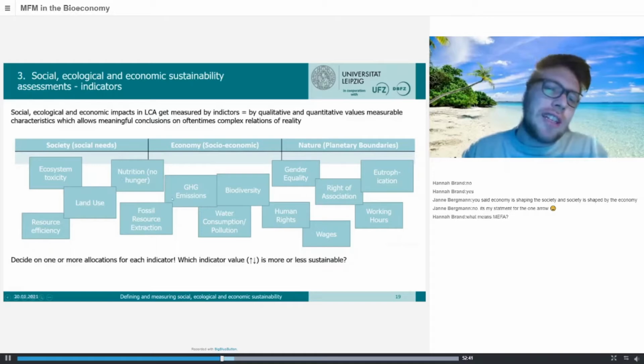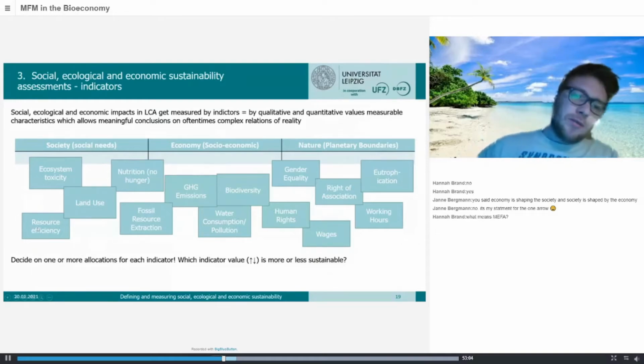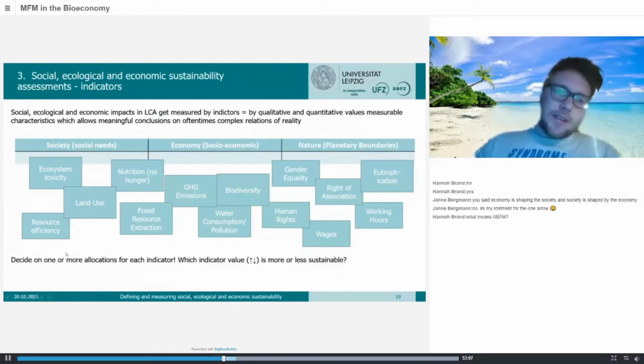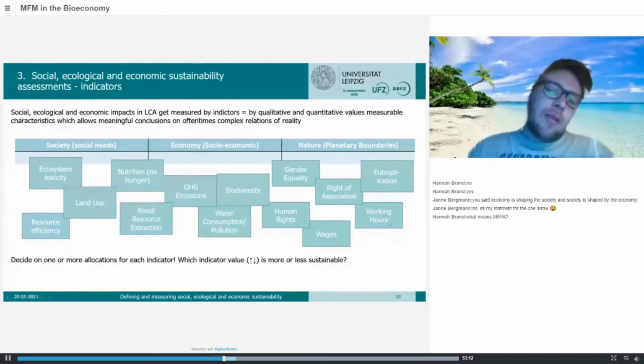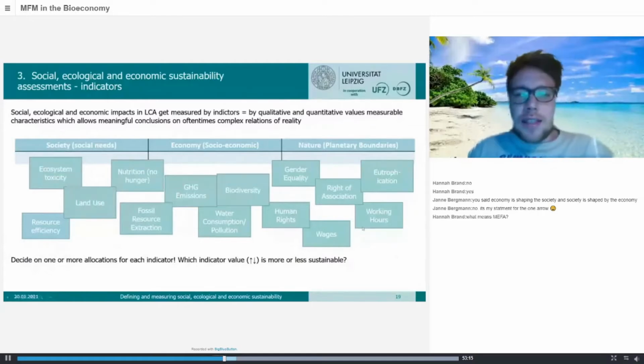And not only do we want to make an allocation of indicators to specific categories, we also want to make up our minds which indicator value is more or less sustainable. So, for example, is more or less biodiversity more sustainable? Is more or less resource efficiency sustainable? Or, for example, are more working hours or fewer working hours more sustainable?